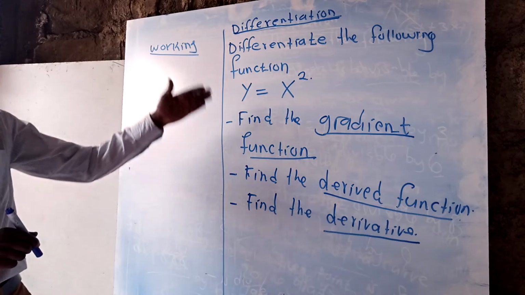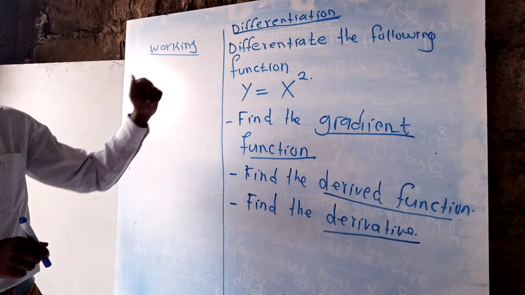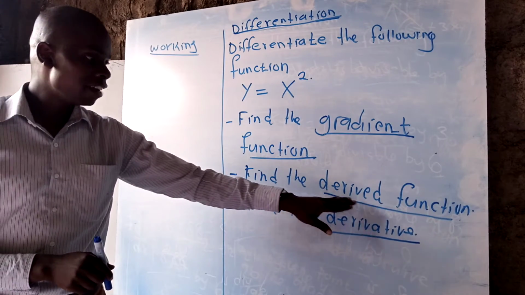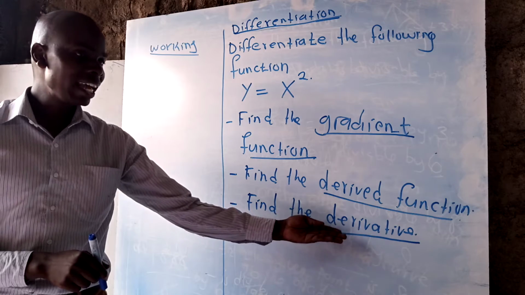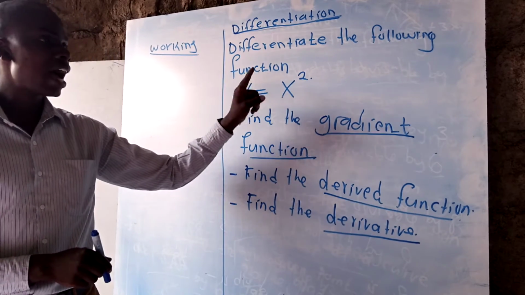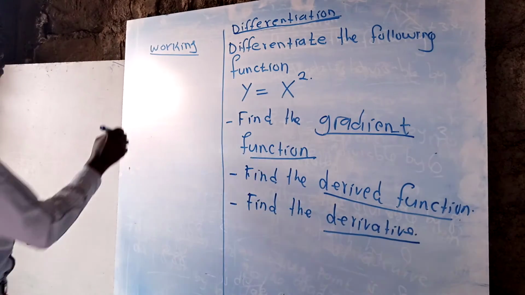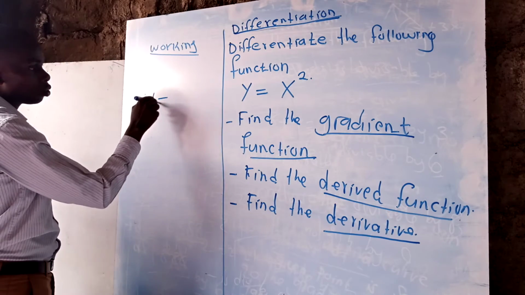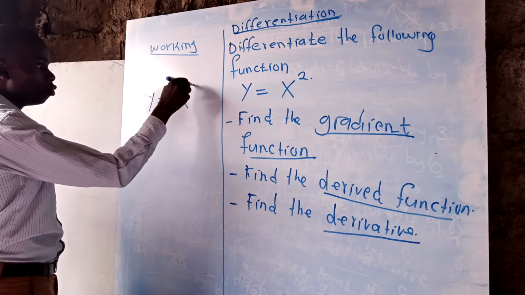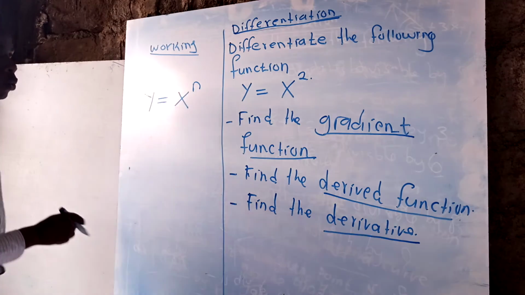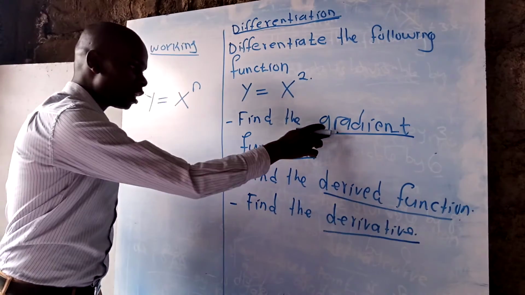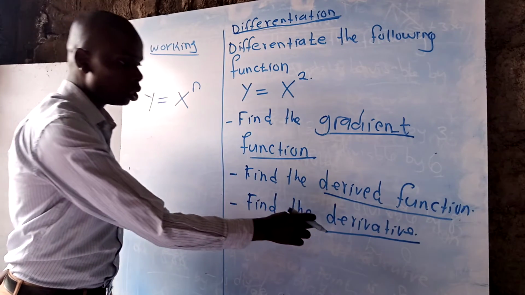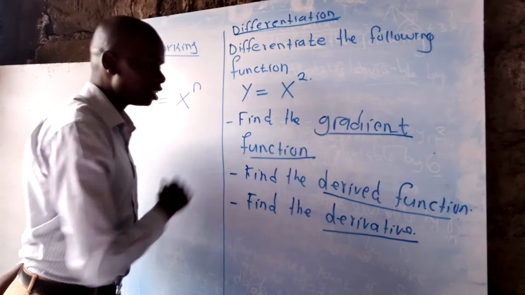So I'm going to take you through how you can differentiate a given function. How can you find the gradient function? How can you find the derived function? Or how can you find the derivative just from an equation? So if we have the equation in this format, y is equal to x raised to power n, we want to find what we call the gradient function, or the derivative function.